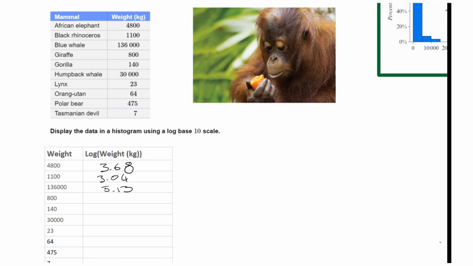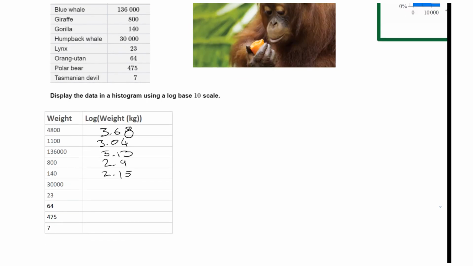800, it will be between 2 and 3 because it's between 100 and 1,000. So if I go 800, it will give me 2.9, 140, 2.15, and I realize I'm not being very specific with doing the proper things with some of these insignificant figures in decimal places, but just for the moment, so I get some numbers.